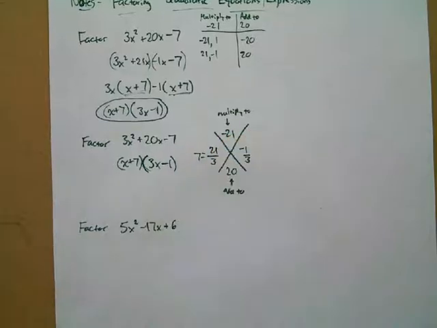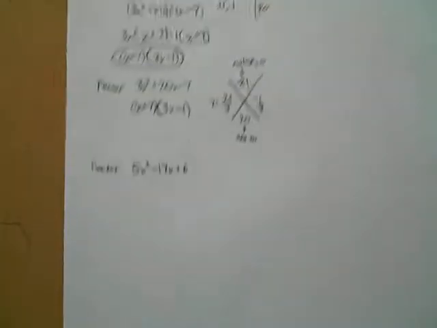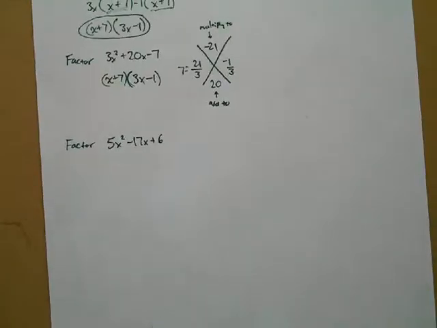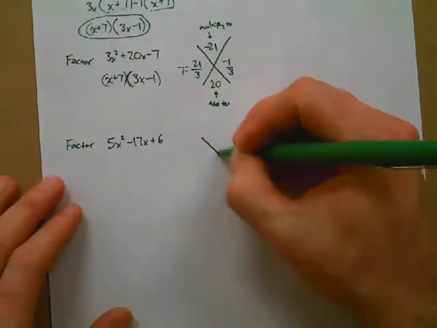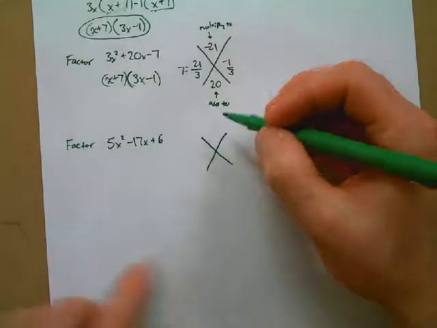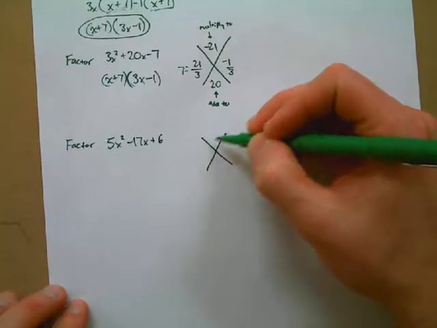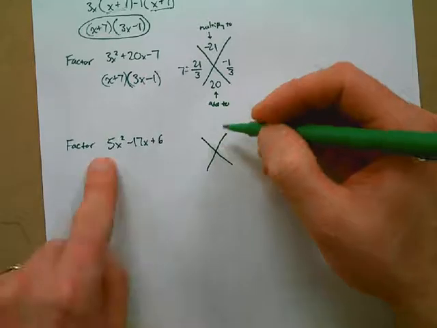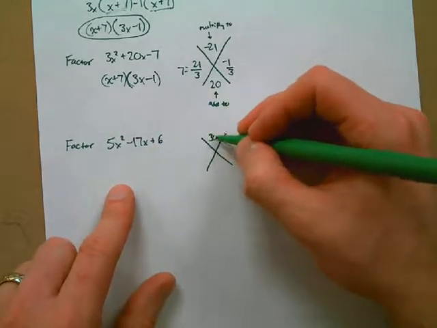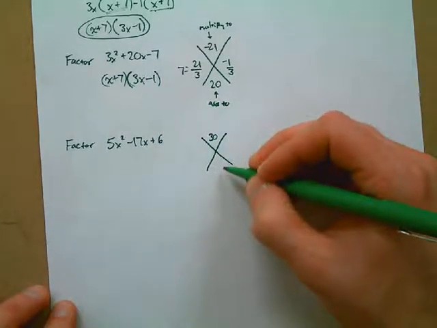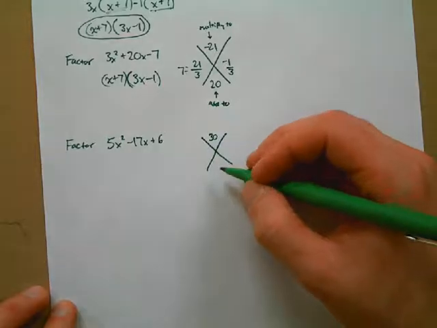So shall I just use the magic x again? Let's do that. Okay. So what number goes in the top of the x here? 30, right? 5 times 6, 30. And what number goes in the bottom? Negative 17. It's the middle number, negative 17. Okay, and so now we've got to figure out what two numbers multiply to 30 but add to make negative 17.